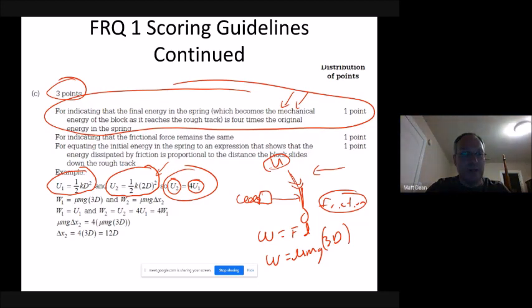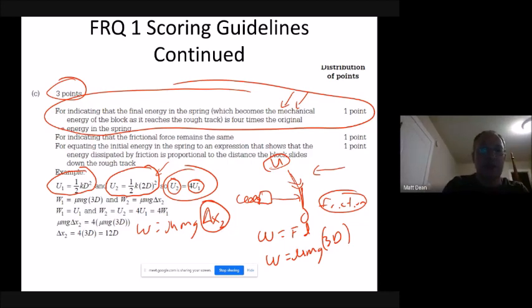In situation number 2, the work is still going to be equal to the frictional force, mu times mg, times some new distance, which we don't know. That's what we're looking for, that new distance. And essentially, notice up here in the written part of the rubric, you get a point for indicating that the frictional force is always the same. The frictional force is mu mg here. It's mu mg here. So you got a point for that, either way.